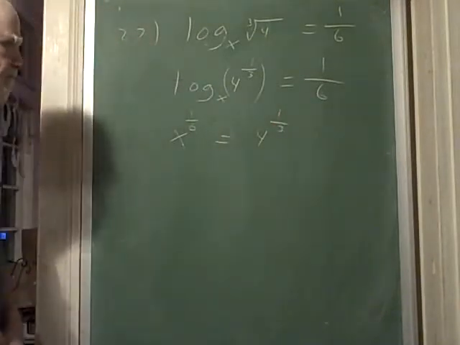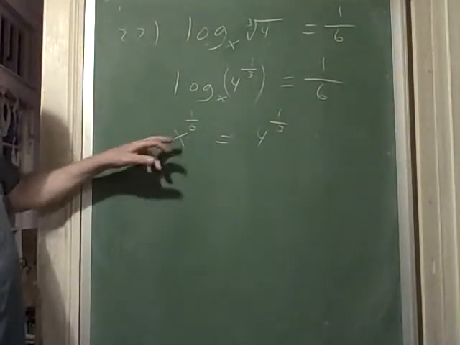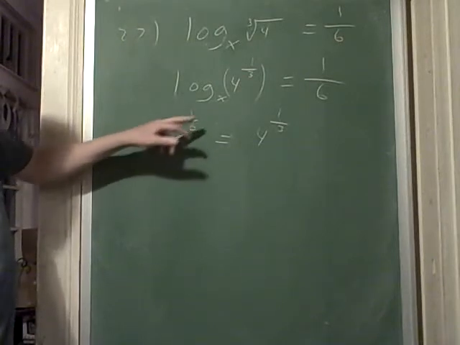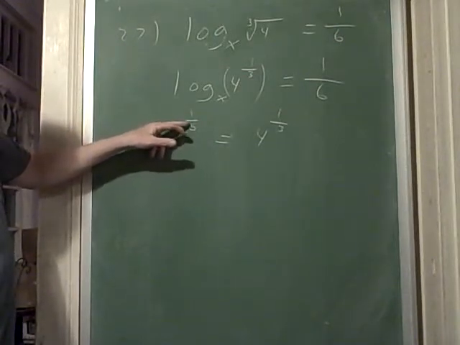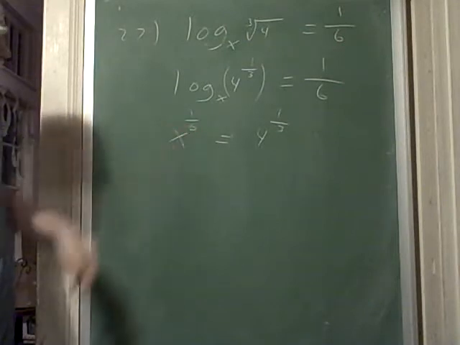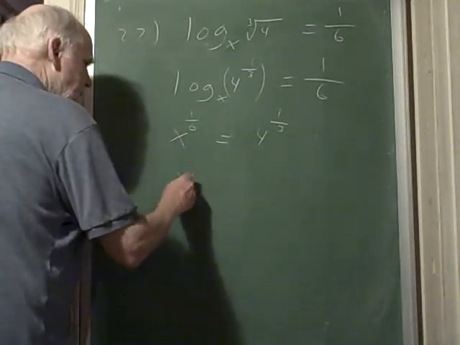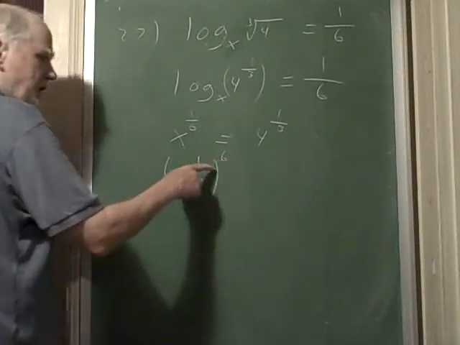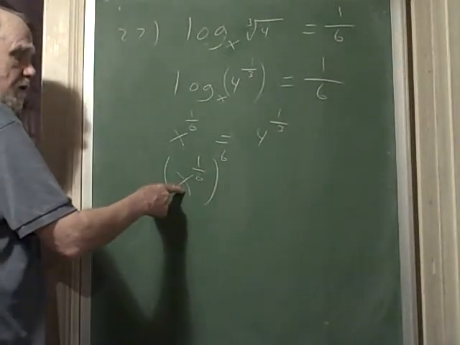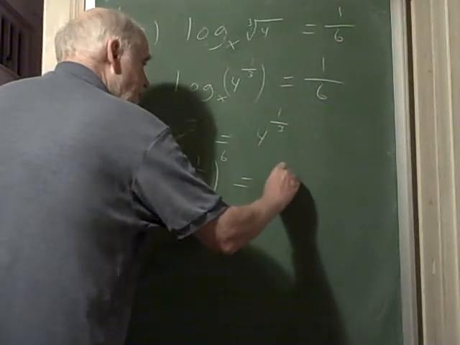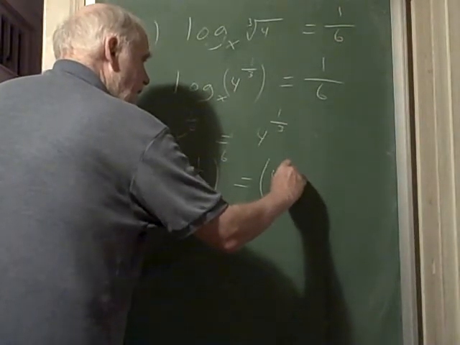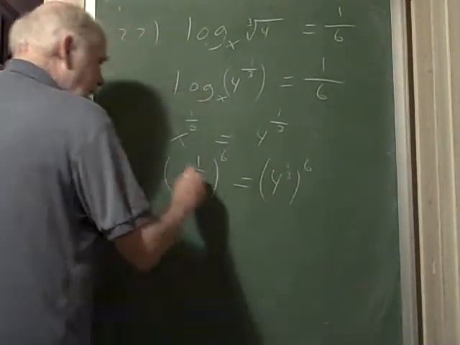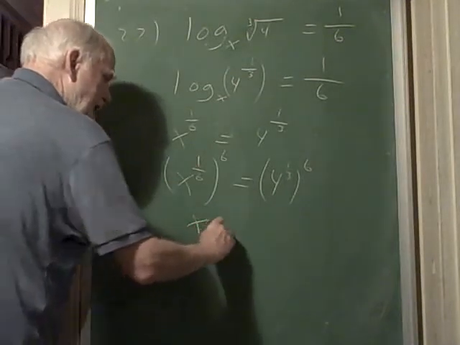Now how am I going to solve for this? Well, if I take this to a power that's the reciprocal of this, in other words 6, 6 is the reciprocal of 1/6, an interesting thing happens. I'll have x to the 1/6 to the 6th power. Of course, 6 times 1/6 is 1. X goes to 1, but I have to do that to both sides, don't I? It wouldn't be fair if I didn't do it to both sides. And so I end up with x to the 1, or just x.